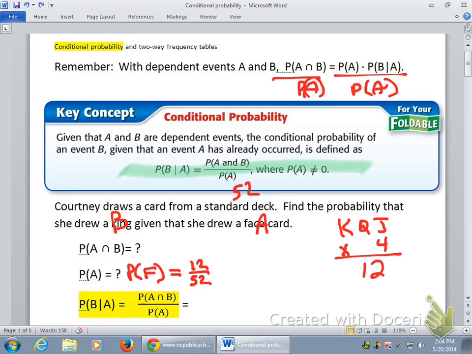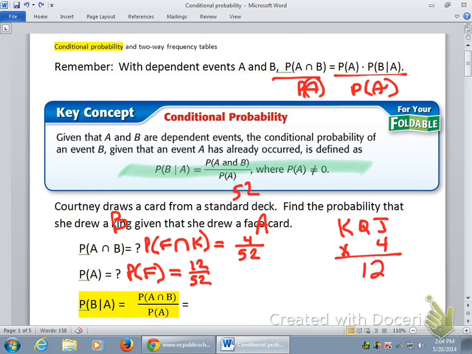What about A and B? That's not really A's and B's. It's really the probability of a face card intersecting with a king. How many times does that happen? 4 times, right? How many face cards are kings? There's 4 kings. So 4 face cards are kings. Like you guys just said, there's 4 kings that are face cards. Of course, all kings are face cards, in the deck of 52. So here is my intersection, 4 out of 52. Here is my P of A, 12 out of 52.